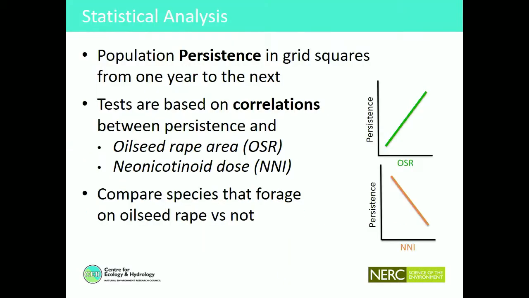Okay, so what do we do? We're fitting a statistical model of the persistence of bee populations from 1 year to the next. What we're interested in is a correlation between persistence and 2 things. The first is how much oilseed rape there is. We expect that more oilseed rape is going to be good because it's a mass flowering crop. It's a huge resource, so we expect populations to benefit from increased cover. And a negative correlation we predict with neonics. We're going to be comparing 2 different types of species, those that do forage on oilseed rape and those that don't. We're expecting to find a big difference between the 2.